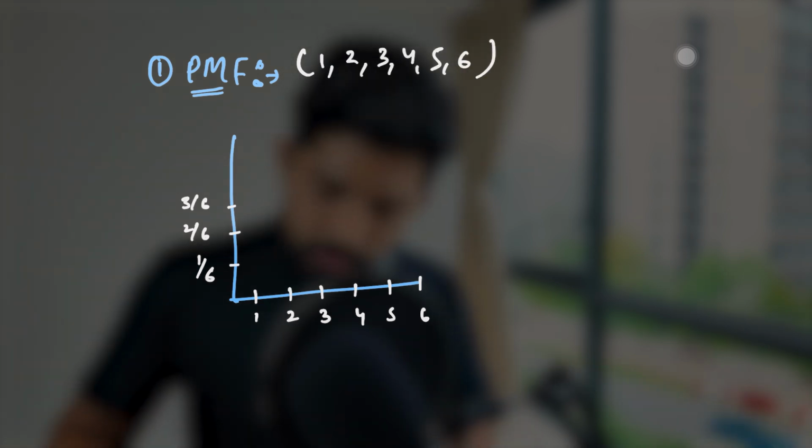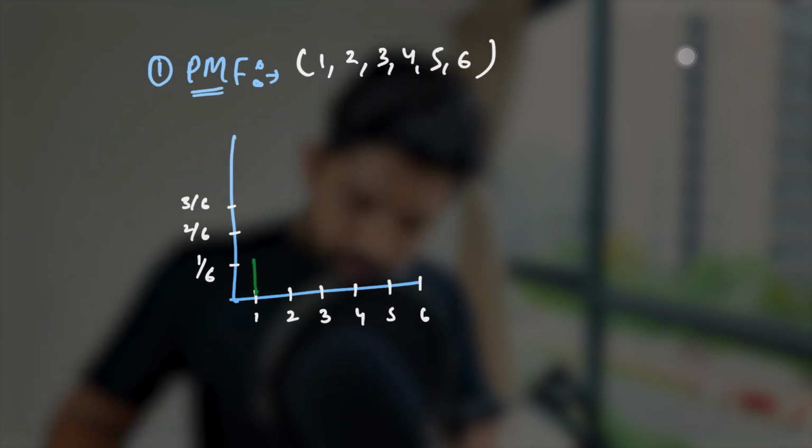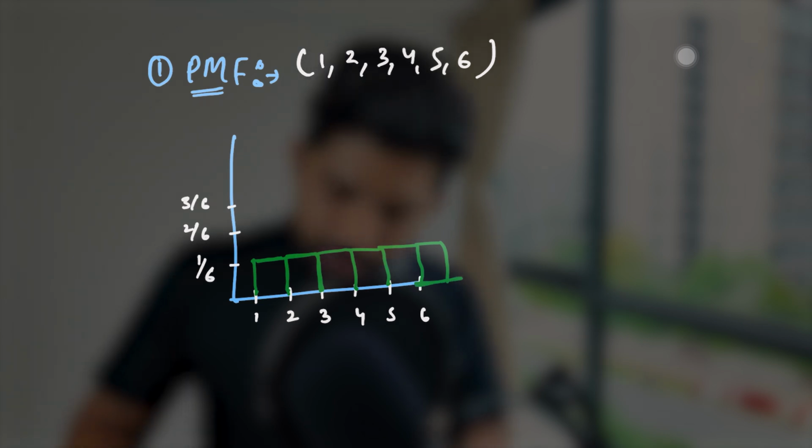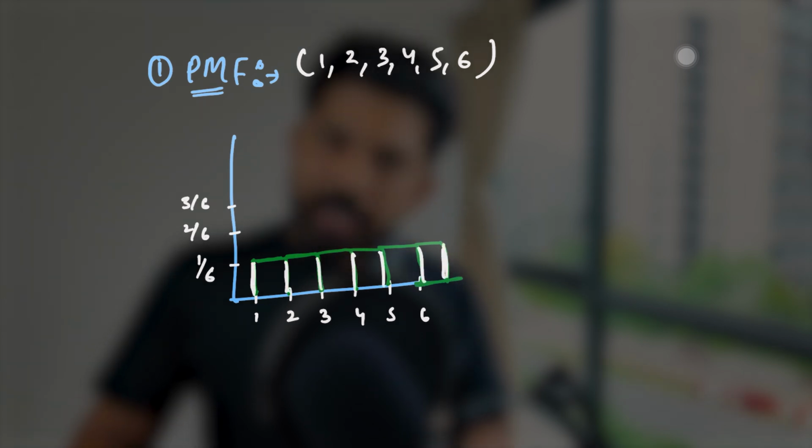So how can I draw this? For 1 we have 1 by 6 probability. For 2 also we have the same. For 3 also we have the same. 4 also we have the same, and for 6 also we have the same. Meaning for all the outcomes we have the same probability, right?